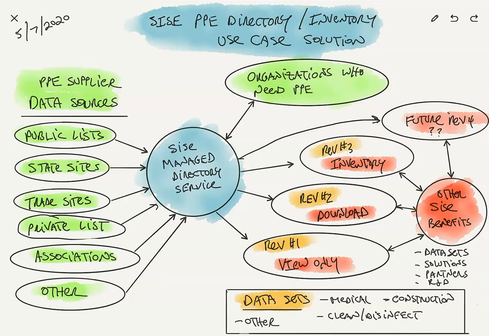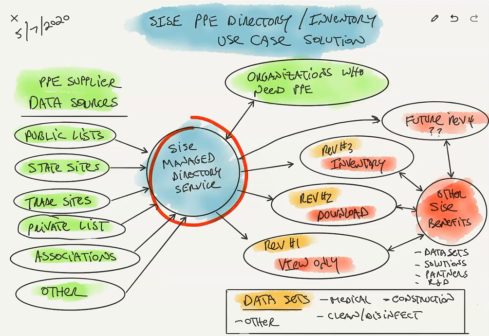In this video, we're going to go over the SISE PPE directory inventory service use case solution. This is first a directory, and then will become an inventory for usage. So let me explain the big picture.